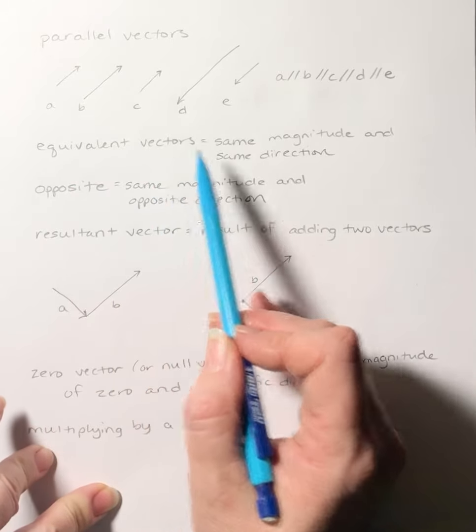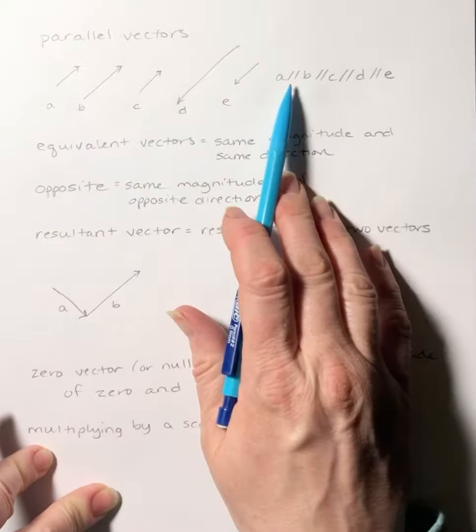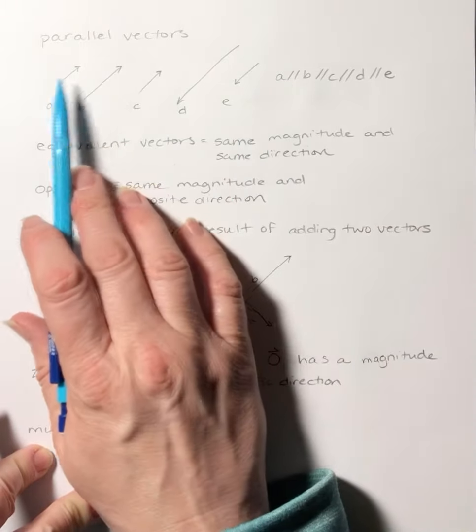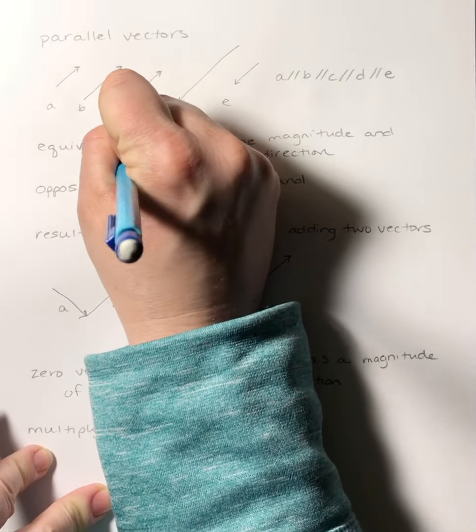Equivalent vectors have the same magnitude and the same direction. So if I look at these 5 vectors, the only 2 that are equivalent are A and C. So A would equal C.